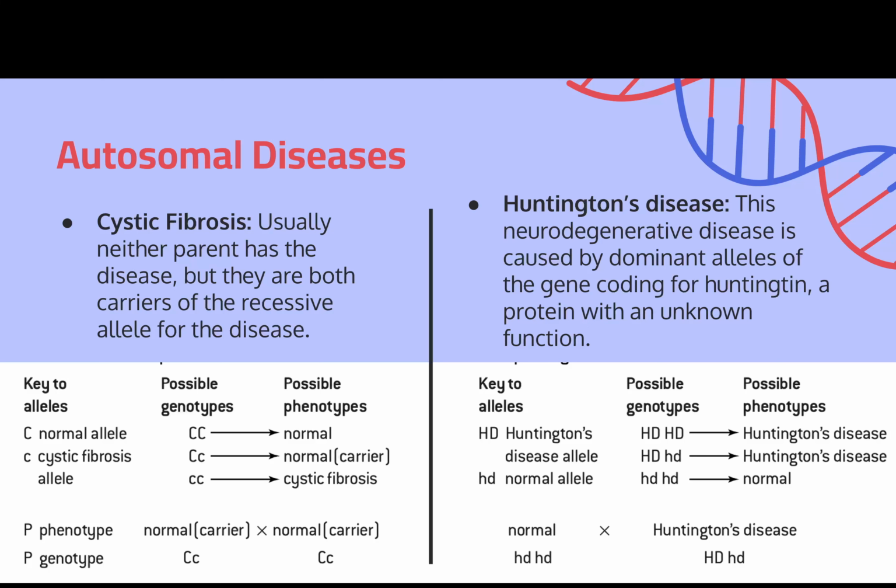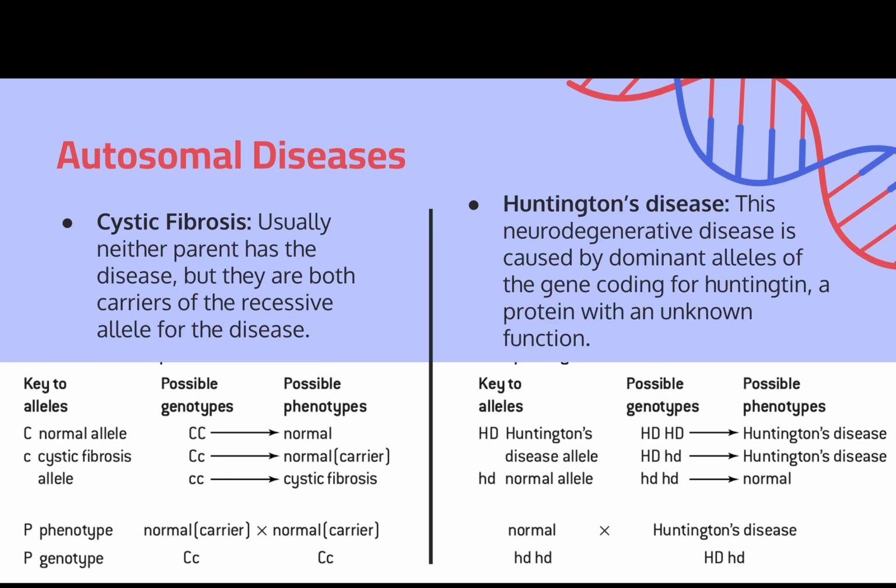So obviously in cystic fibrosis, since it's a recessive autosomal disease, usually neither of the parents will have it, which makes it really difficult to predict unless they've done some kind of gene sequencing where you know that both the parents are carriers, in which case you will know that you have a chance of having a child with cystic fibrosis.